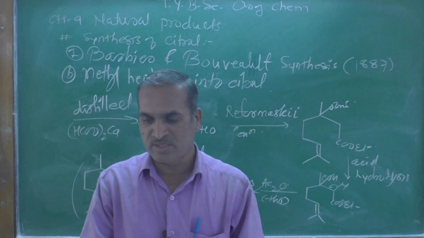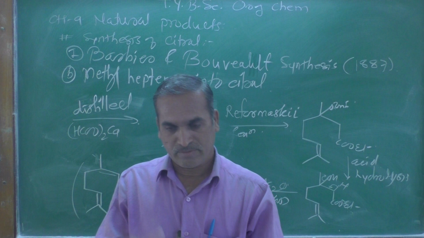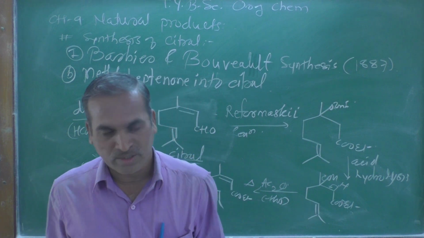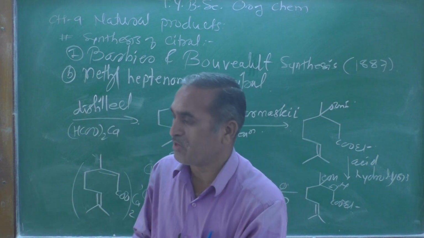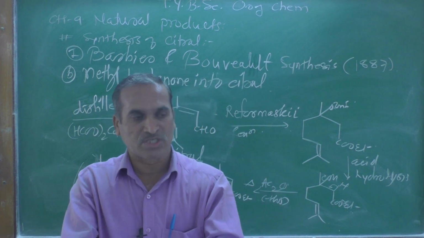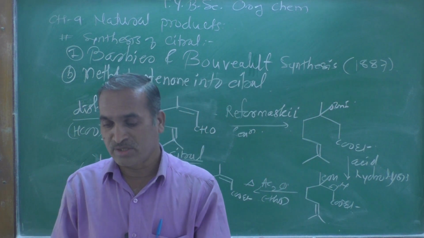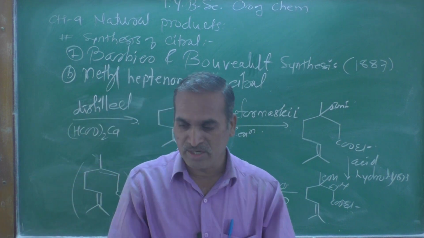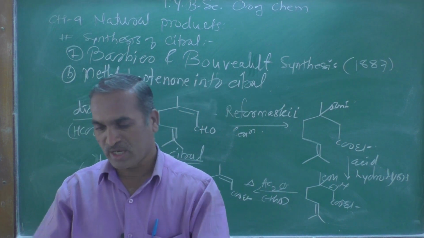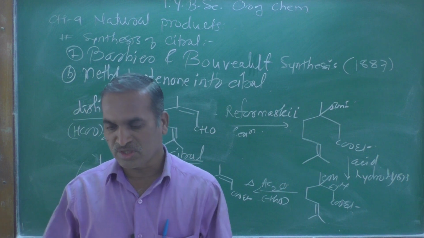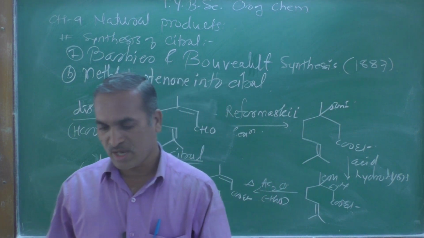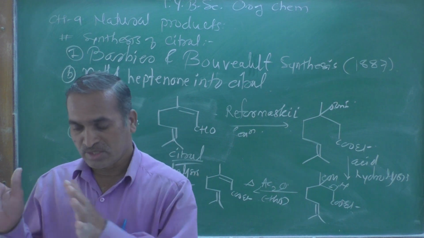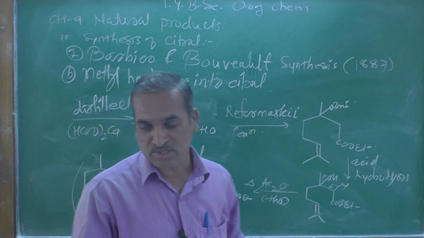So this is one of the methods. It is the best method, and this method was invented or discovered by that scientist in 1887, and that's why the name is given to that reaction. The synthesis of citral is the Barbier and Bouveault synthesis. I think this is the part we have discussed over here.